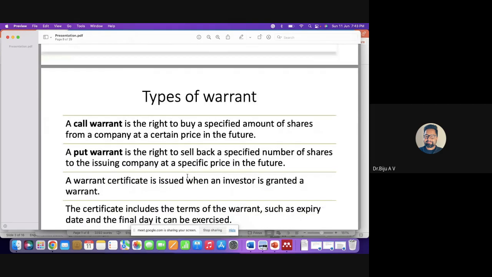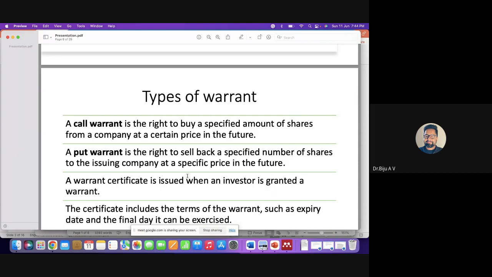Call warrant. See, a call warrant is a right to buy a specified amount of shares from a company at a certain price in the future. So if an instrument is issued by the company with a call warrant, the instrument holder has the right to buy a specified amount of shares from a company at a certain price. And this price is also stated in the warrant. So they can purchase the shares at the price given in the warrant.